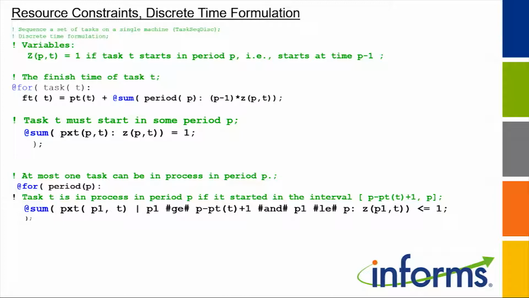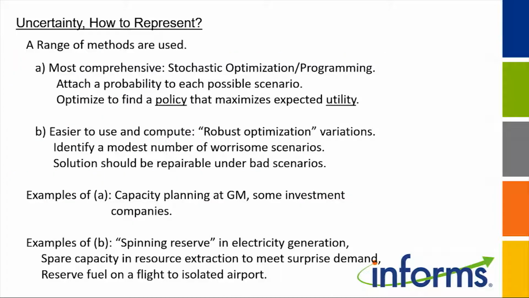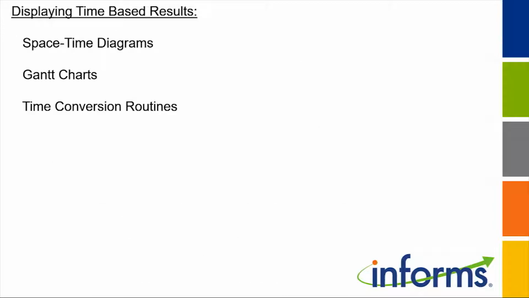It says, look at all of the jobs that are in process in period p. The sum of those has to be less than or equal to 1. So whatever your favorite modeling language is, you can probably write a constraint that enforces that. And that's a fairly good formulation that you can solve reasonable task assignment problems with. Okay, I think that's it there.